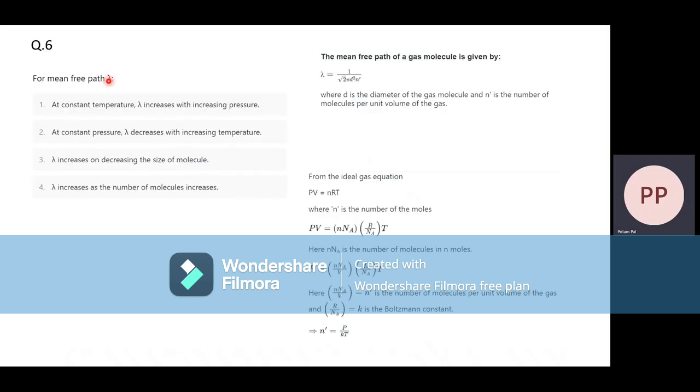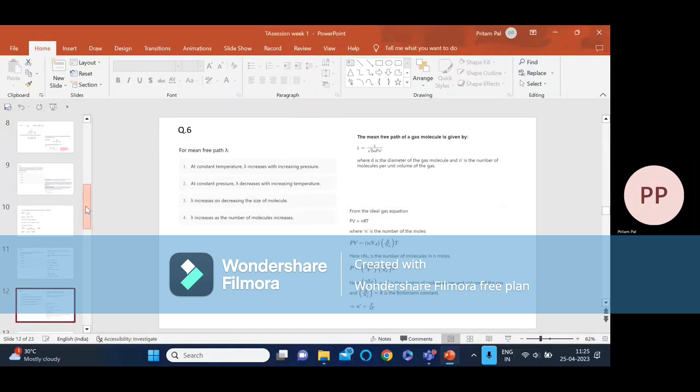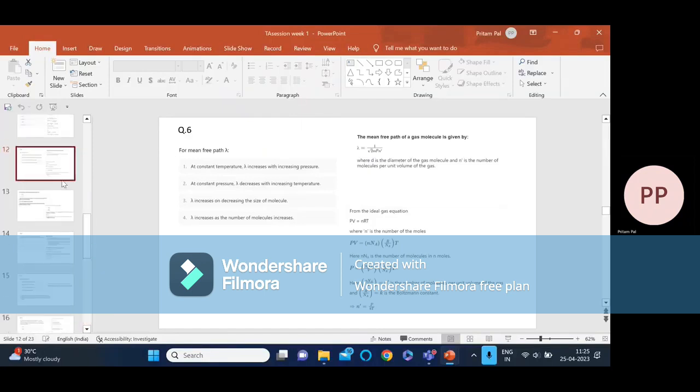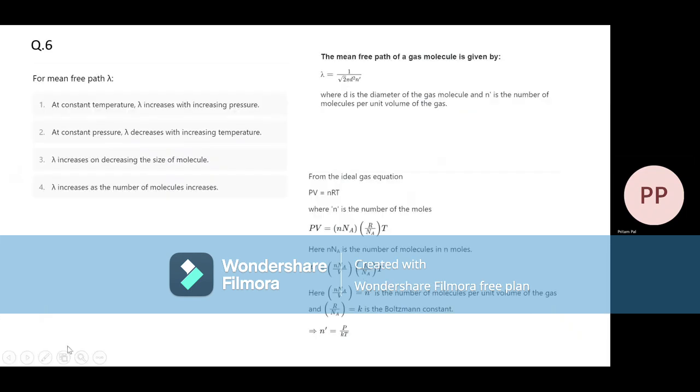Now, for mean free path lambda, which statement is right? At constant temperature, lambda increases with increasing pressure. At constant pressure, lambda decreases with increasing pressure. Lambda increases on decreasing the size of the molecule. And lambda increases as the number of molecules increases.